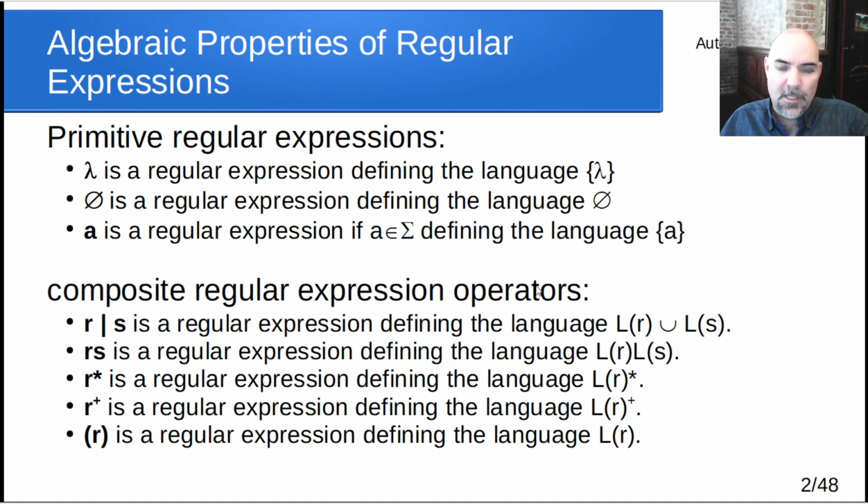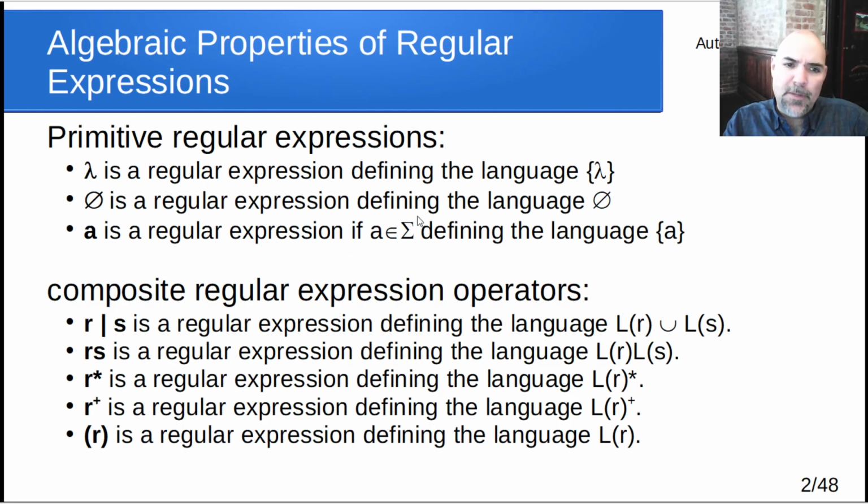Okay, so the first thing is, as a quick review, regular expressions had the following ways of being created. There were the primitive regular expressions, which had lambda, which is just the language of just the empty string. We have the empty language, or the empty regular expression, the null symbol, and that's a regular expression that defines a language with no strings in it. We have a symbol from the alphabet, which defines a language of just that one symbol from the alphabet, like that.